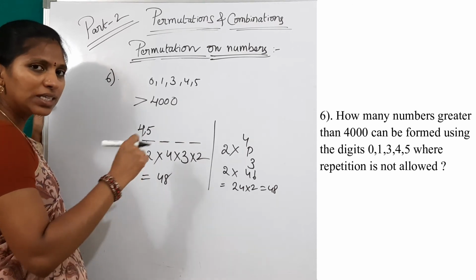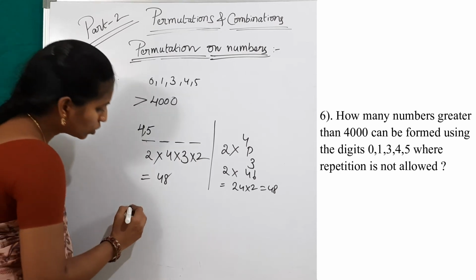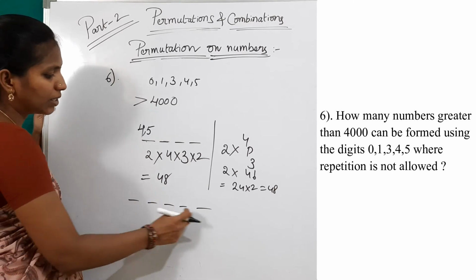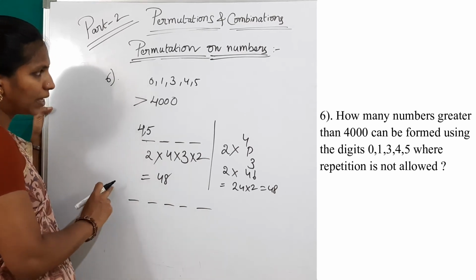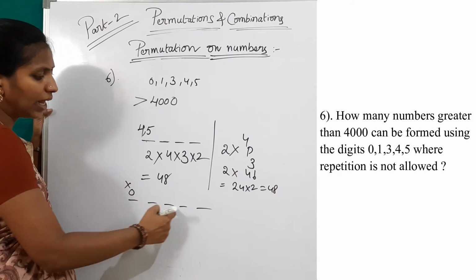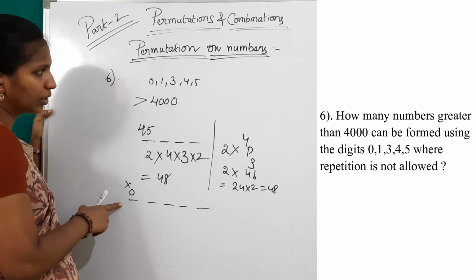If there are 5-digit numbers, those are also greater than 4000. Yes or no? So take 5 digits. At the first place, if I write 0, then I will get a 4-digit number.